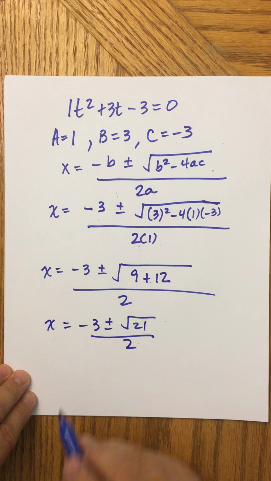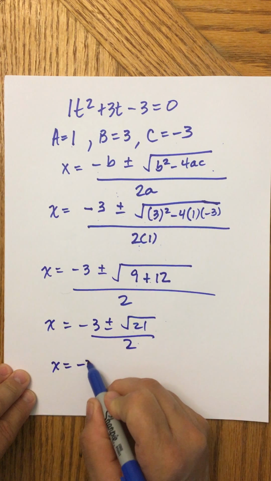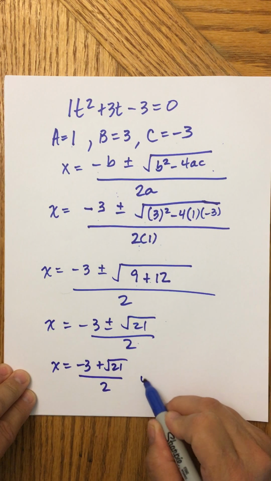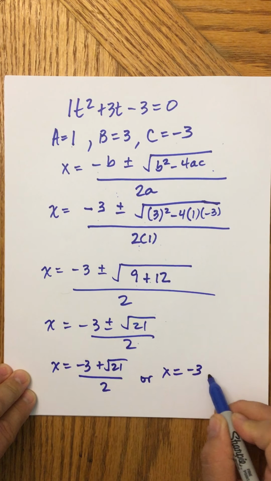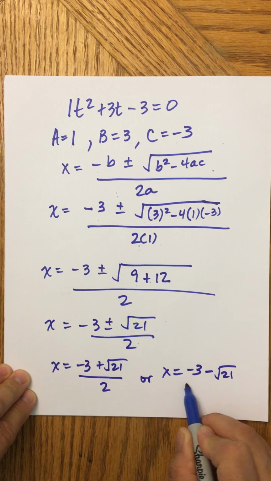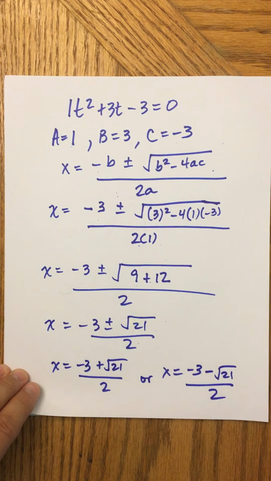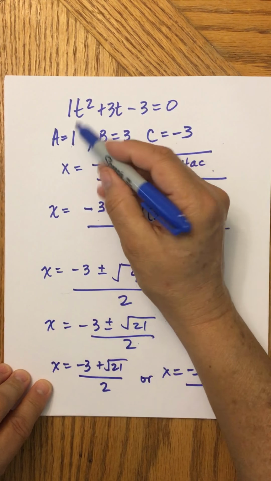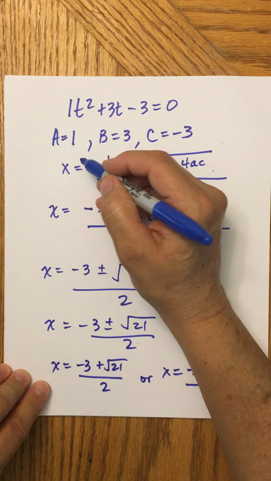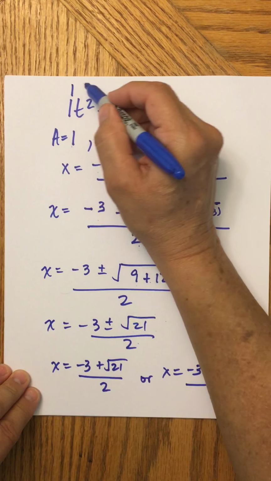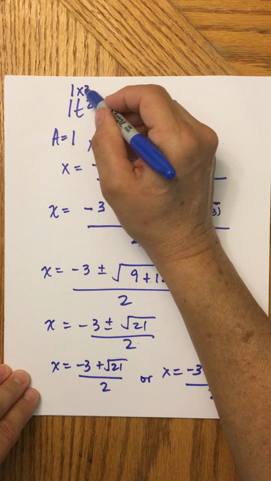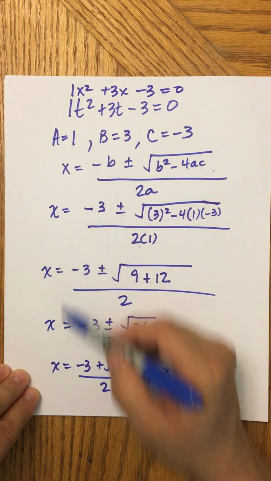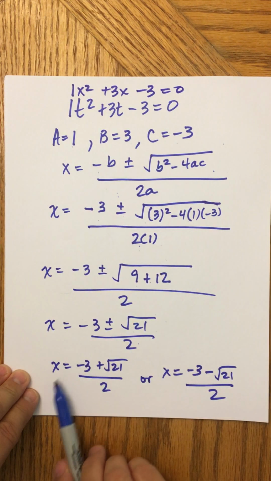We're now down to our two options. Now we can write either x equals -3 plus square root of 21 over 2, or x equals -3 minus square root of 21 over 2. So those are our two possibilities. We've solved for x, but I could have really said t. That probably would have been a little bit better. So if I had instead let this be x squared plus 3x minus 3 equals 0, we just solve for x, so I can call it t or call it x, but this is it.